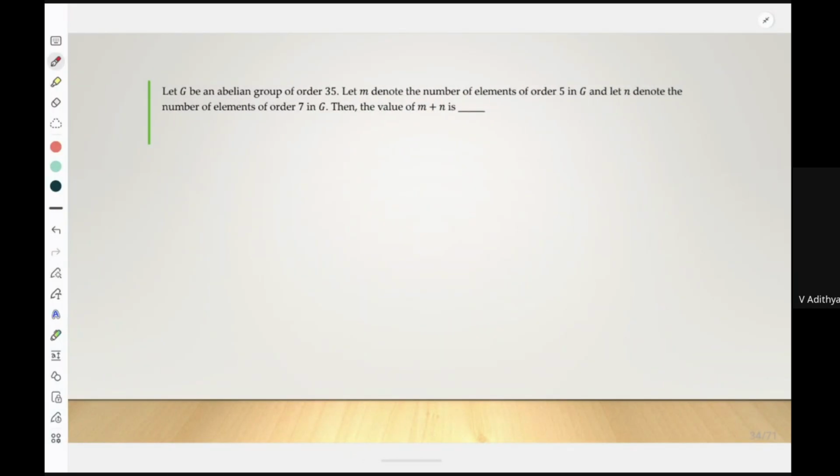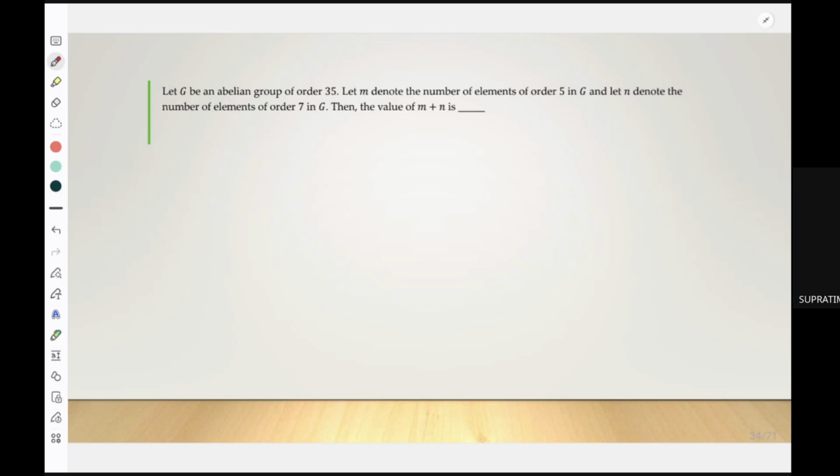Let G be an abelian group of order 35. Let M denote the number of elements of order 5 in G and N denote the number of elements of order 7 in G. Then the value of M plus N is? That is the question. So, how can we solve this? Again, we'll use Sylow's theorems.